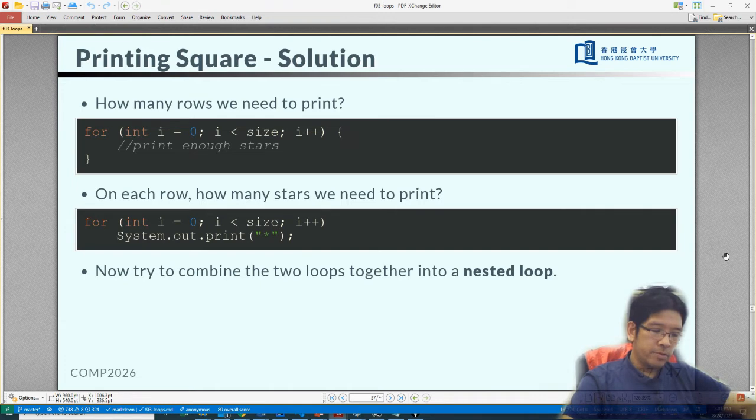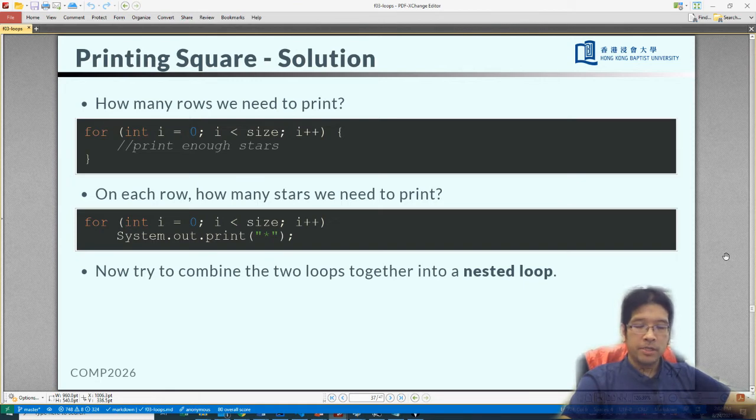Now, to solve this problem, we're going to ask ourselves how many rows we need to print. Well, apparently, if the user inputs 5, we will need to print 5 of them. If the user inputs 7, we need to print 7 rows. So the number of rows really depends on the number the user is inputting. Let's say this number is called size. So we're going to repeat it size times.